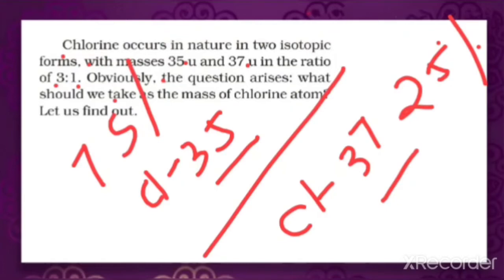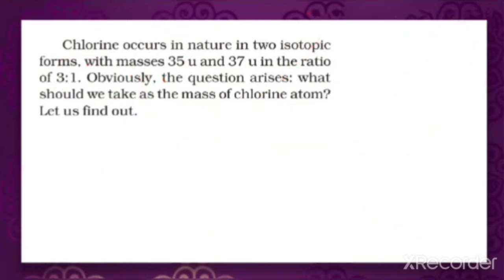So if 75% of chlorine in nature has mass 35 and 25% of chlorine in nature has mass 37, what will be the mass of the chlorine atom? That is the question that arises here. Obviously the question arises, what should we take as the mass of the chlorine atom?